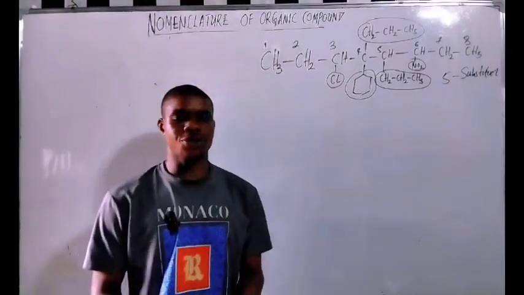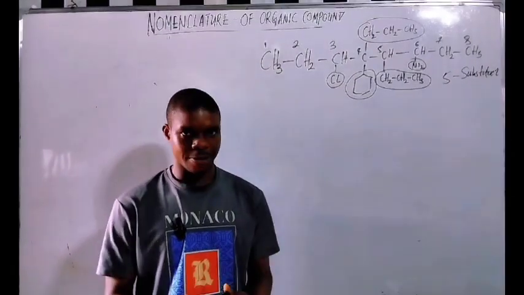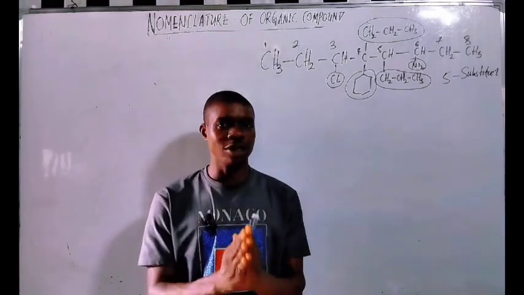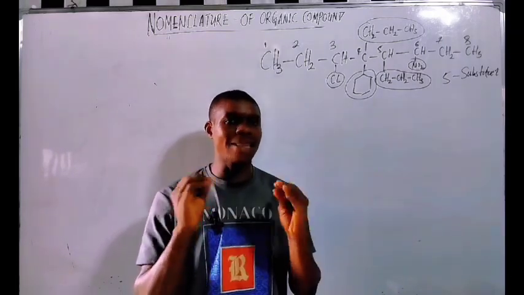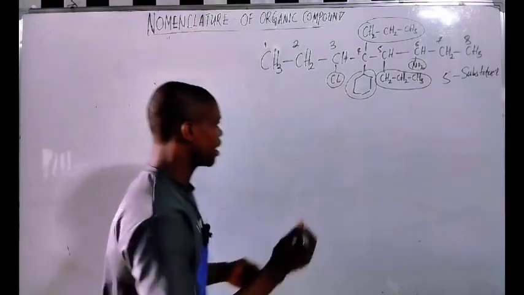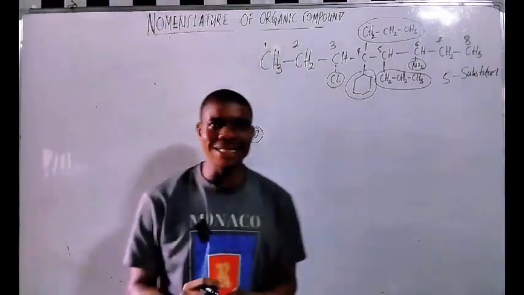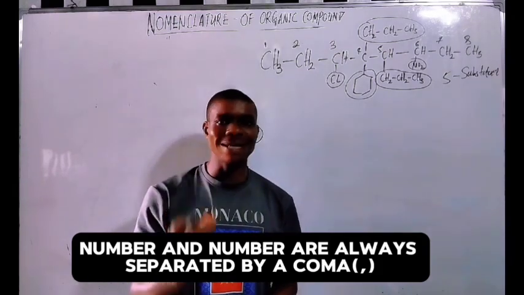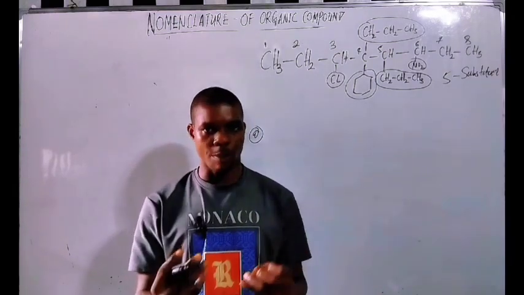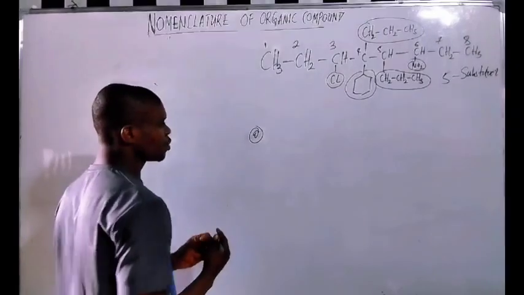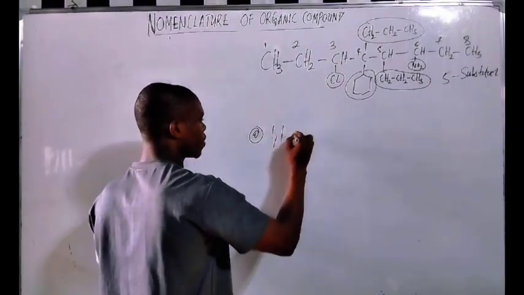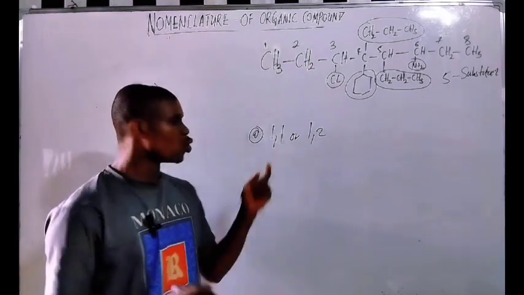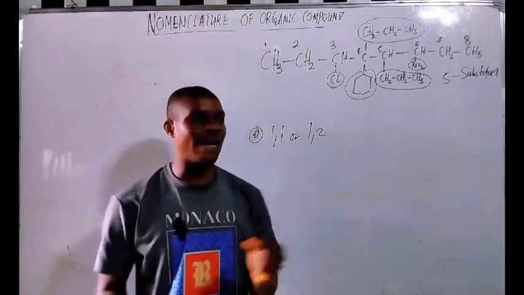Now let's move to rule number 3. When naming, the following must be noted. A: numbers and numbers are always separated by a comma. So for example, here we have 1,1 or 1,2. What does it mean? It means that numbers and numbers are always separated by a comma.